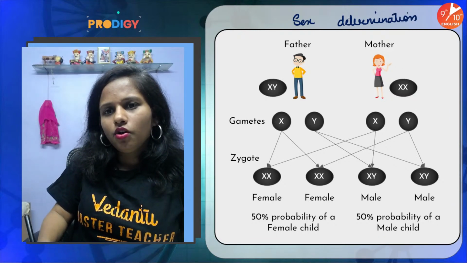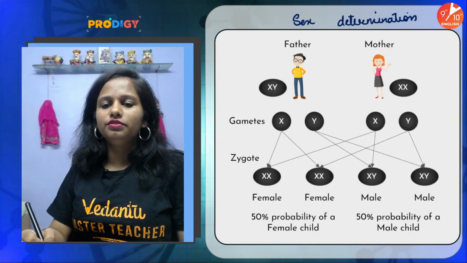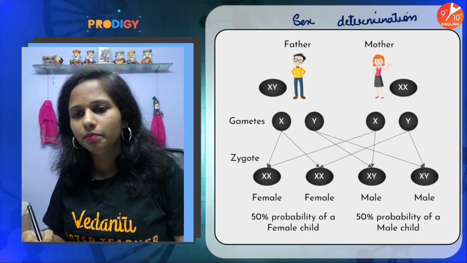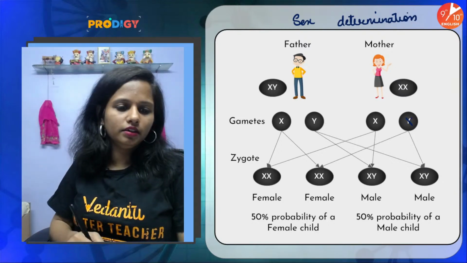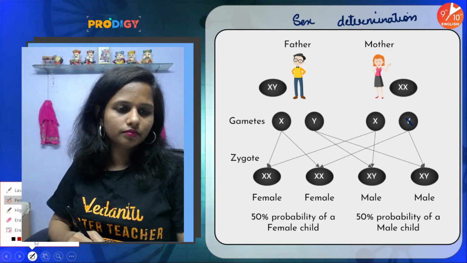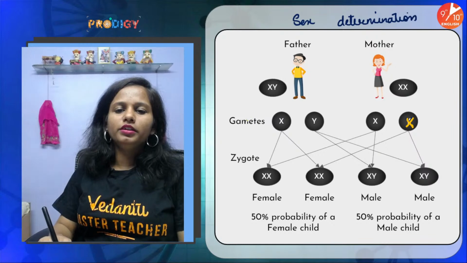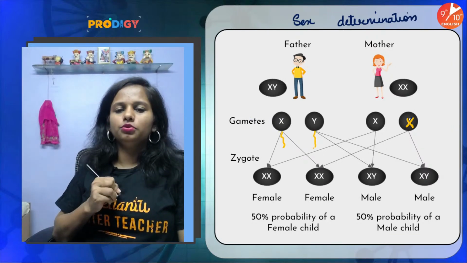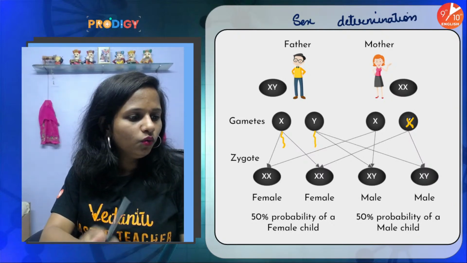So the sex of a child is always determined by the father. Why is it always determined by the father? Because in the father's body two different types of gametes are produced: sperms with an X chromosome and sperms with a Y chromosome.